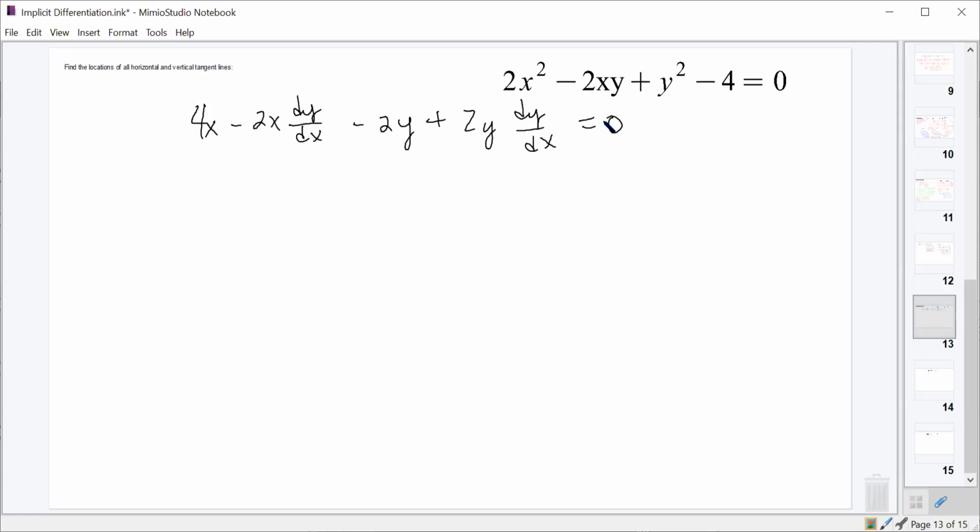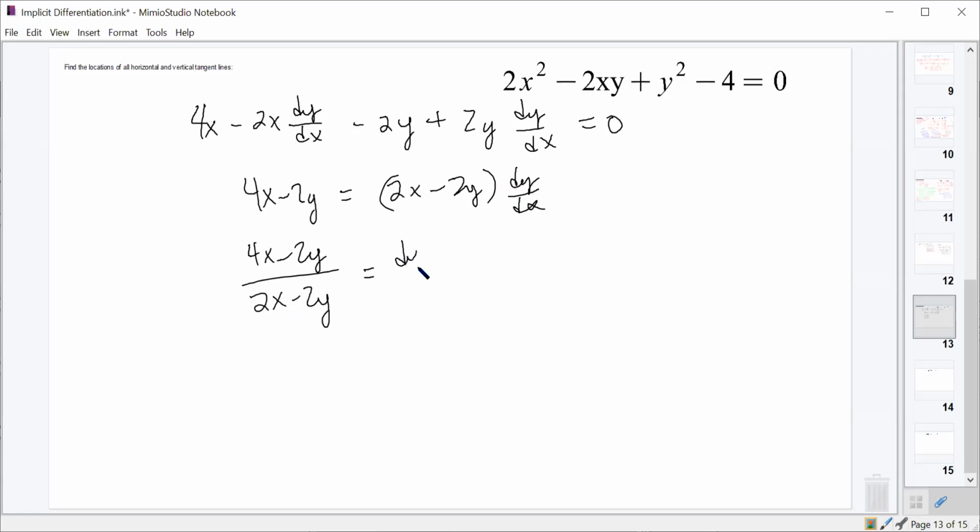All right. And what does that leave us with here when we get everything to one side with the dy dx? It gives us a 4x minus a 2y equals 2x plus 2y on the other side. Sorry, 2x minus 2y on the other side times dy dx. And then we'll divide by the 2x minus the 2y. And end up with this. And we could simplify that down. We could divide everything by 2. So 2x minus y over x minus y will probably make things even a little bit easier now.